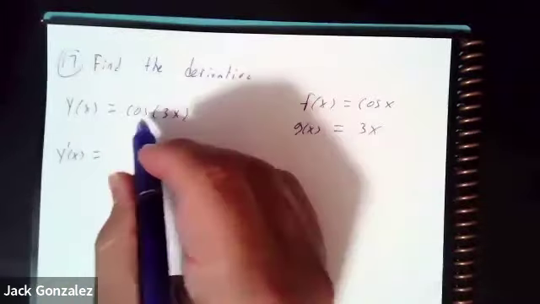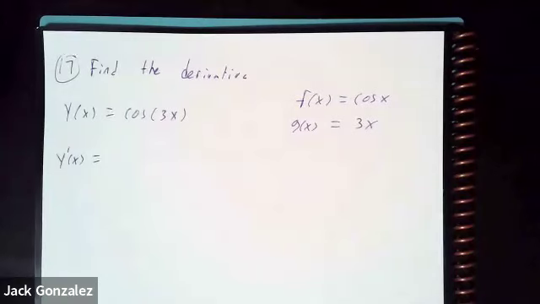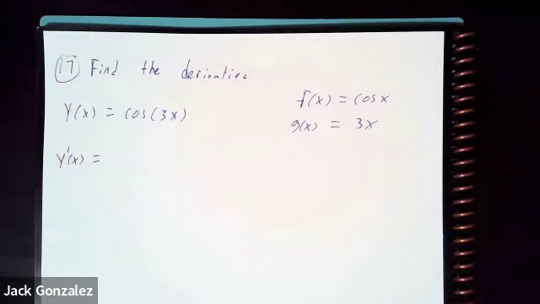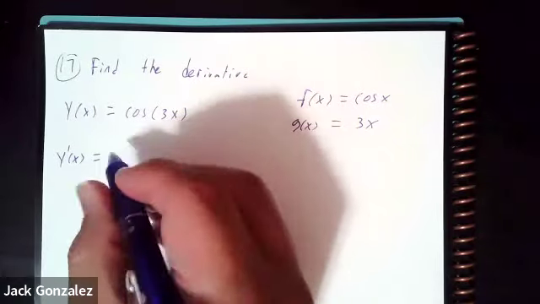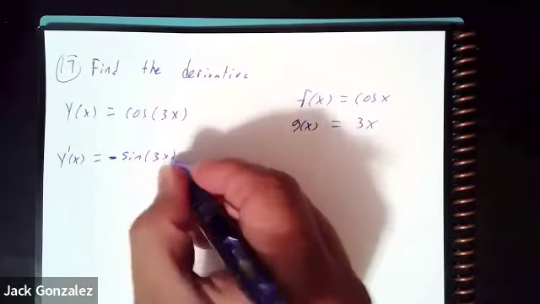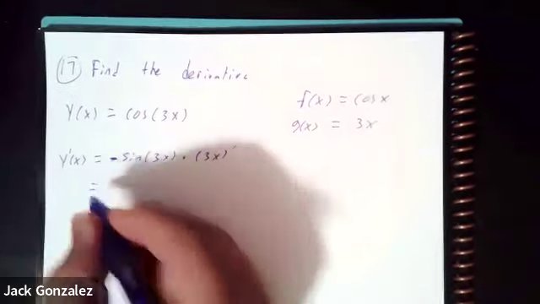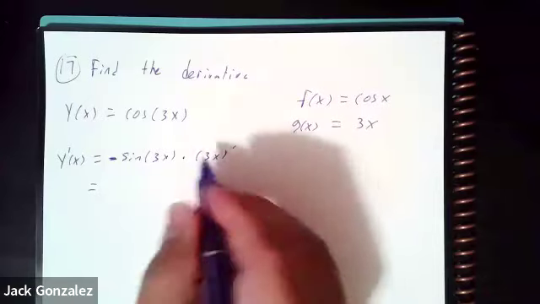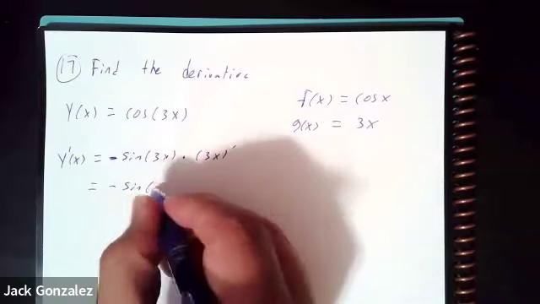So the outer, what's the derivative of cosine? You guys remember? It's negative sine x. So it'd be negative sine, but you leave it as 3x. Then do the derivative of the inside. Derivative of 3x is the inner part, so it'll be 3, right?